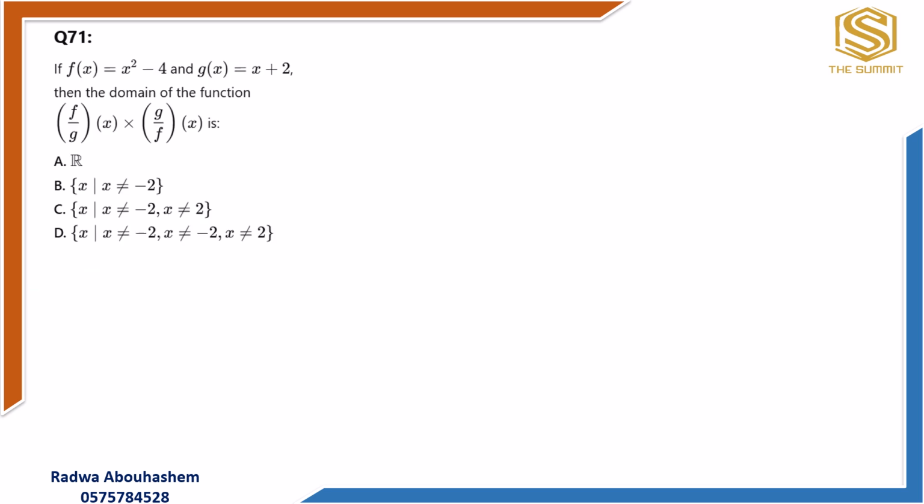If f of x equals x power 2 minus 4 and g of x equals x plus 2, then find the domain of the function f over g of x multiplied by g over f of x. Let me see here. So f over g gives me x power 2 minus 4 over x plus 2, multiplied by g over f.